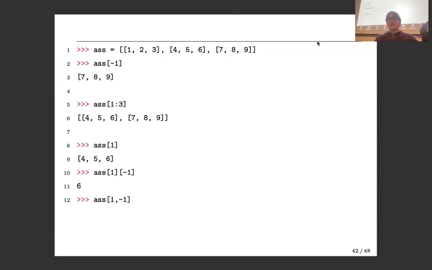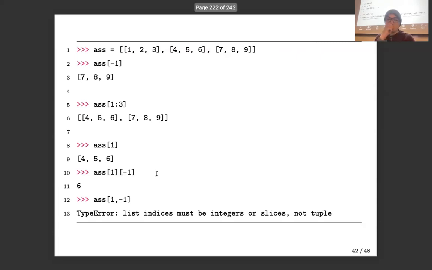We don't do this in Python. For those of you who are from C programming, you may be used to invoking matrices like this. If you're a MATLAB programmer, you may be used to this, but we don't. This doesn't make sense. Like, the first one makes sense because this says, go to as, get me the first list from as, and then take that list and get the -1 element from it. Okay, so don't do this. List indices must be integers or slices, not tuples.